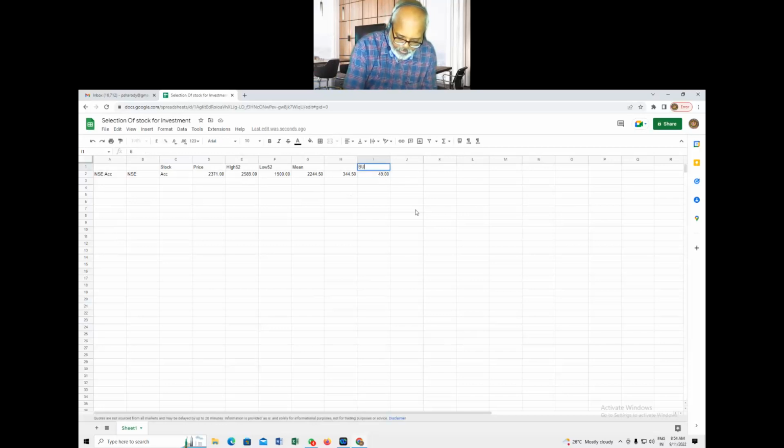So when I calculate the buy set off, I also need to calculate my target. What should be the target that I book? So here it will be the buy target.